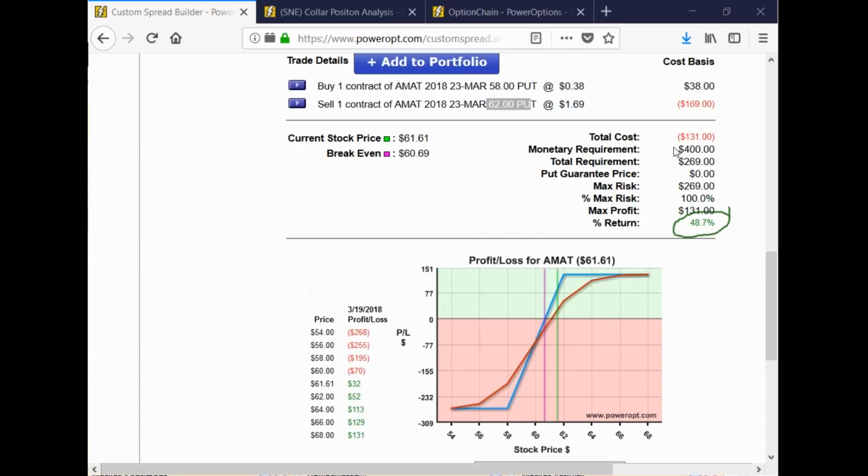But my brokerage is going to require me to cover that risk, that difference in the margin requirement. The most I can lose is the 4 points. For one contract, I'd have to put up $400, have it on hold in my trading account to cover the obligation of the credit spread.